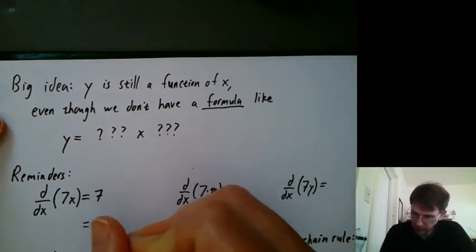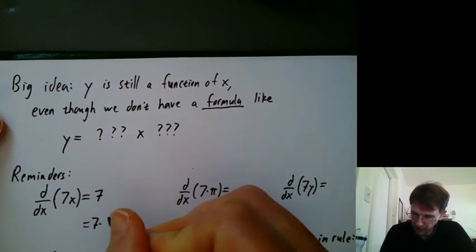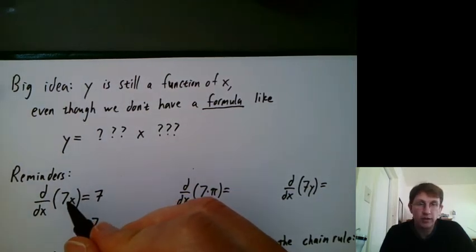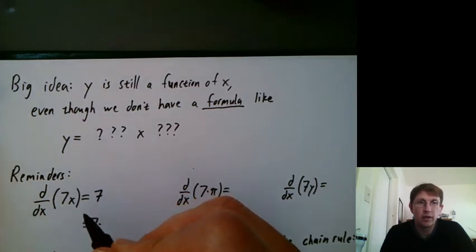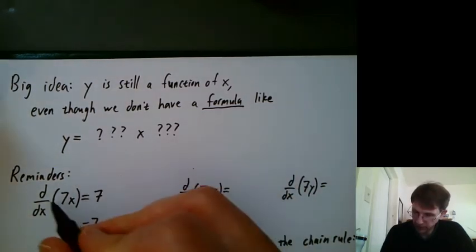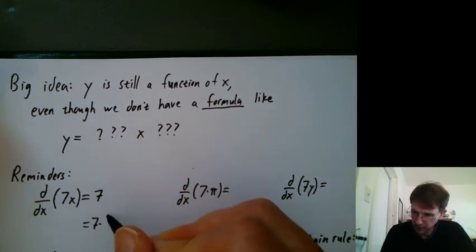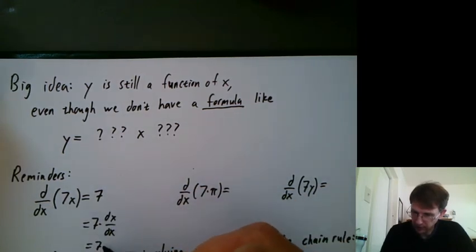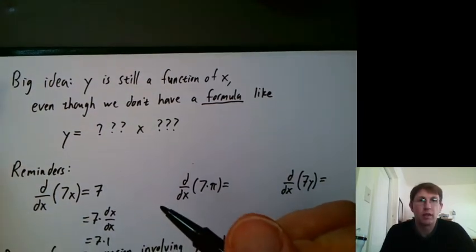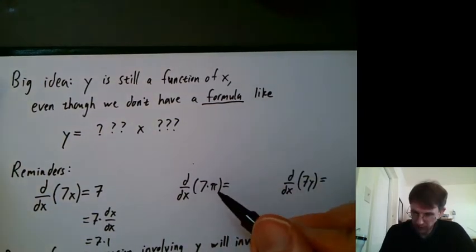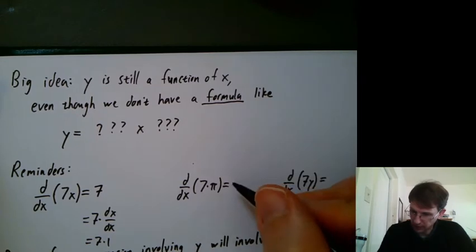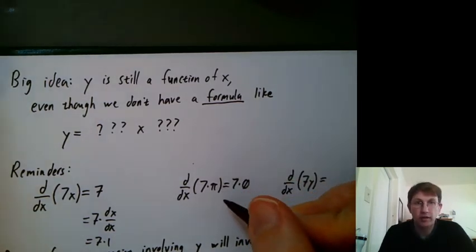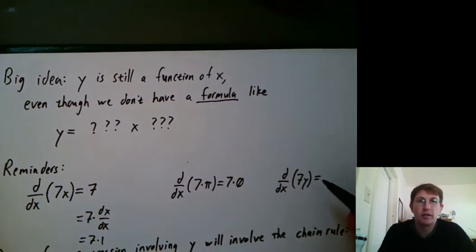Could we also write it as 7 times d dx of x? Since 7 is a constant multiplier, we can just kind of ignore it. Sorry, d dx kind of moved in, so we can say it's dx over dx. So you could say it's 7 times 1. What's d dx of 7 times pi? Well, if we try the same thing, we're going to get 7 times 0, because pi is a constant with respect to x.